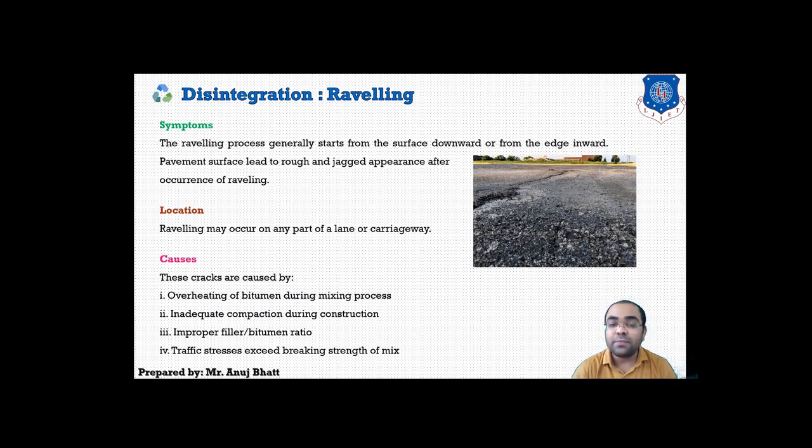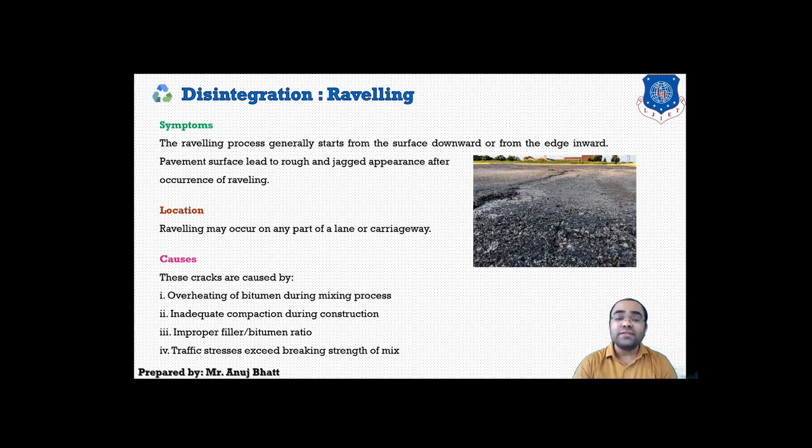Ravelling is defined as progressive separation and dissociation of fine aggregate particles and the binder from the bituminous surface. Normally, the fine aggregates wear away first, followed by the coarse aggregates. The ravelling process generally starts from the surface downwards or from the edge inwards. The pavement surface takes on a rough and jagged appearance after the occurrence of ravelling. If you talk about the location, ravelling may occur on any part of the lane or the carriageway.